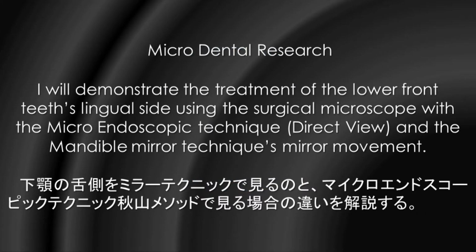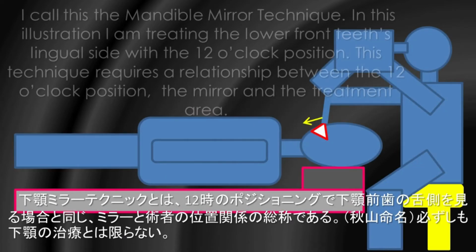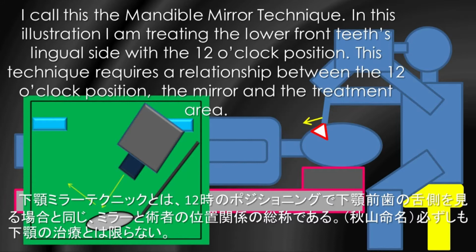Microdental research. I will demonstrate the treatment of the lower front teeth's finger side using the surgical microscope with the microendoscopic technique. This is a direct view, and the mandibular mirror technique's mirror movement. I call this the mandibular mirror technique. In this illustration, I'm treating the lower front teeth's finger side with the 12 o'clock position. This technique requires a relationship between the 12 o'clock position, the mirror, and the treatment area.